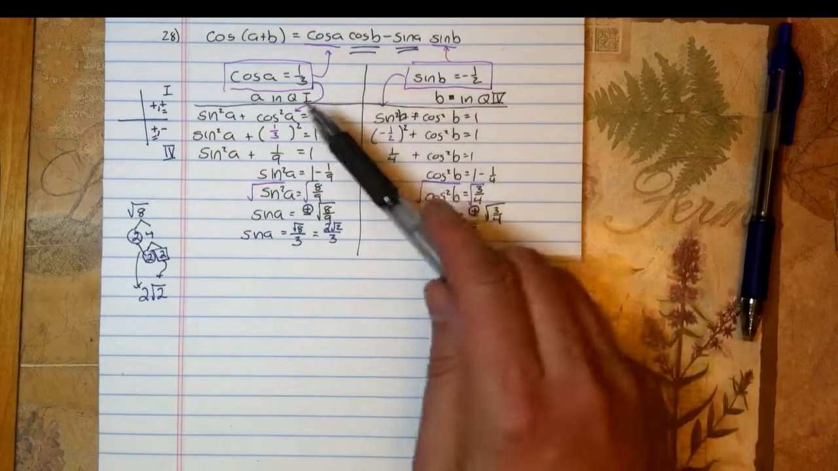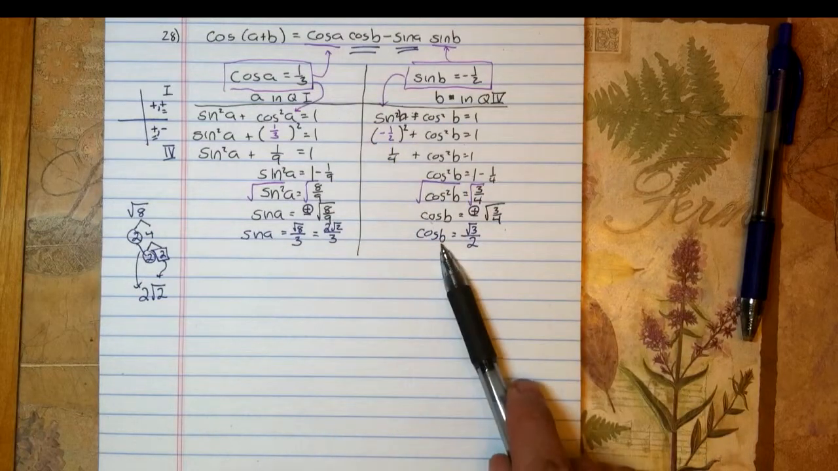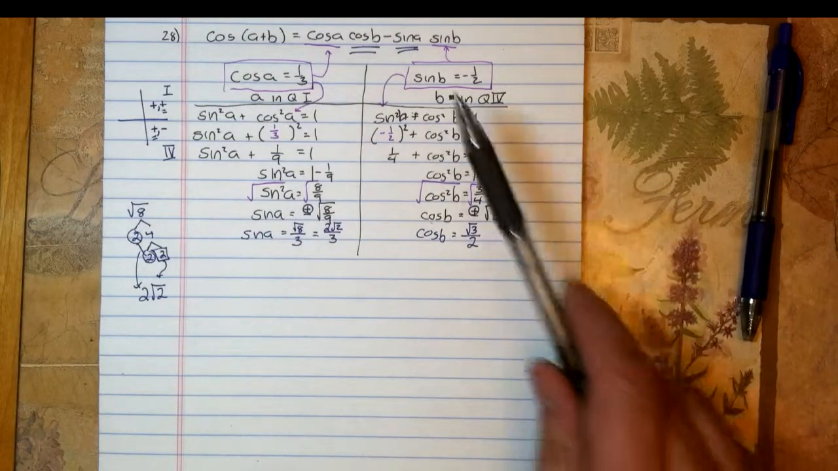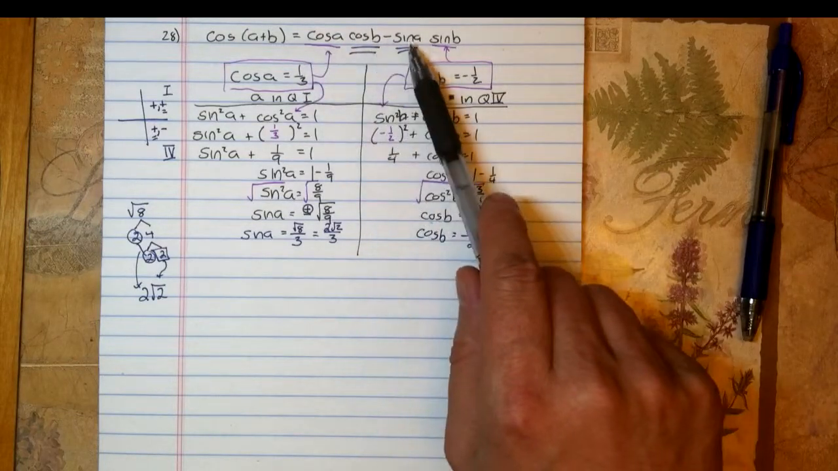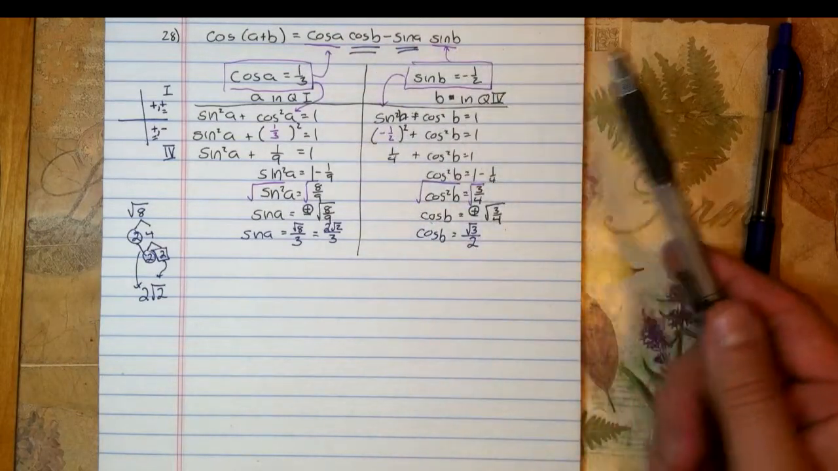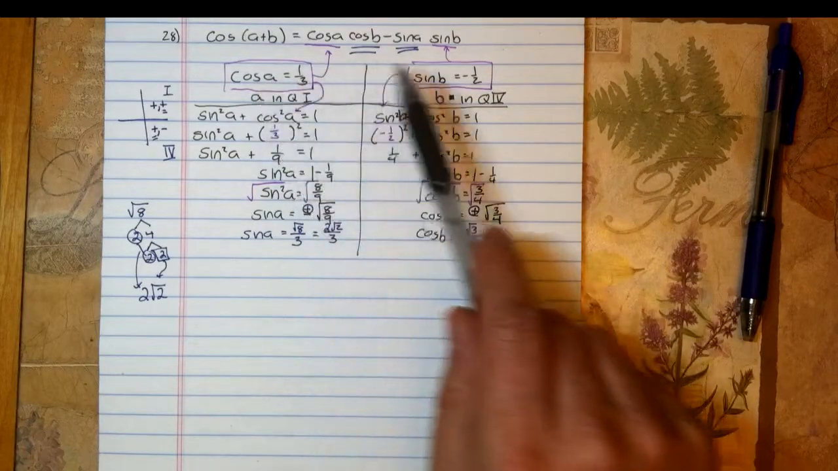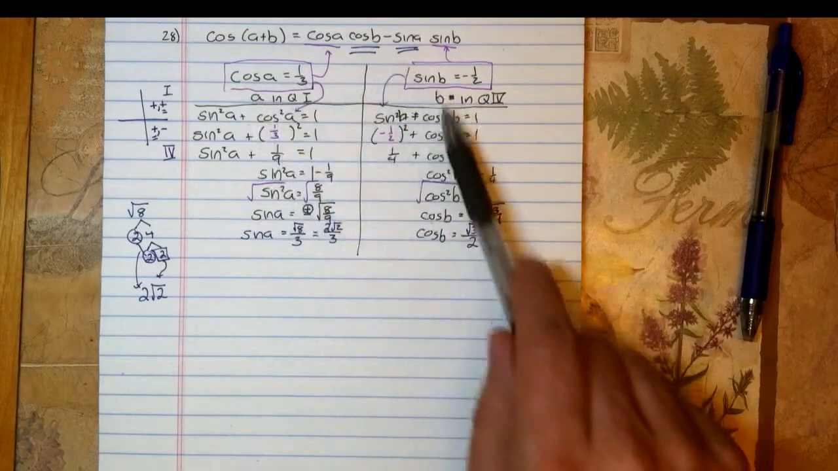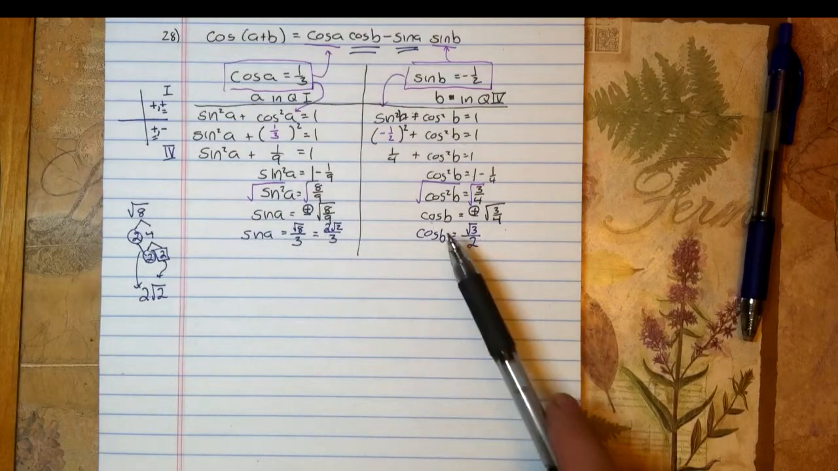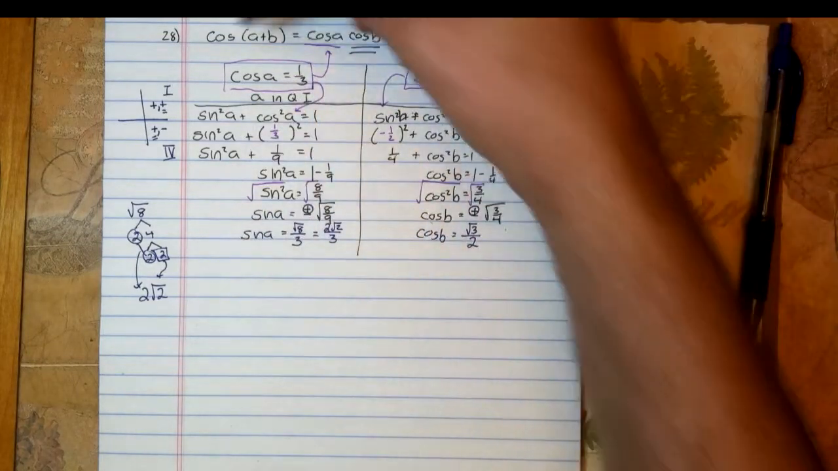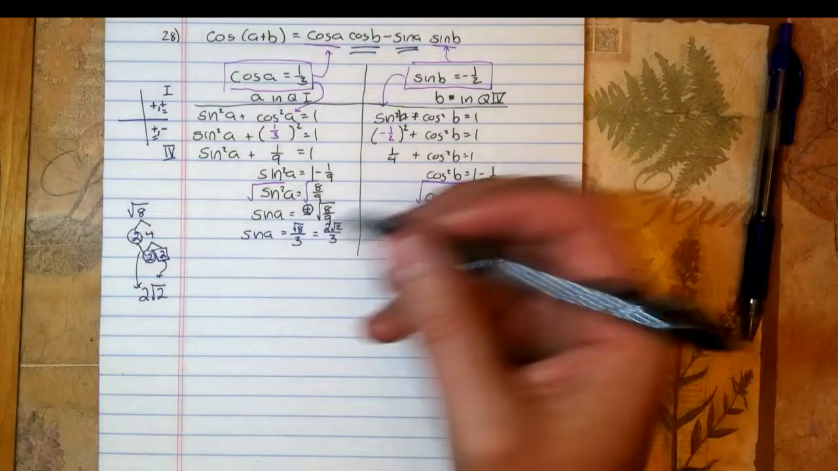So now that I know what sine A and cosine B are, I'll notice that I have 4 pieces of information. This formula calls for 4 pieces of information: cosine A, cosine B, sine A, and sine B. But it only gave me 2 pieces of information, cosine of A and sine B. So I used the Pythagorean identities to find 2 more pieces of information, sine of A and cosine B. Now I have 4 pieces of information altogether. So I'm ready to plug into this formula.